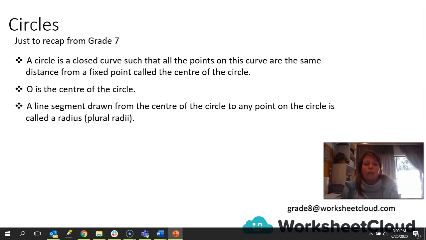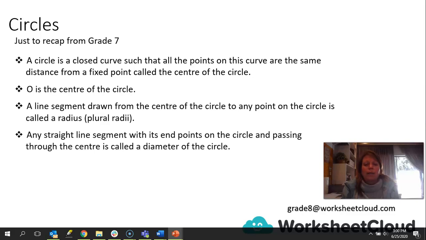So from the center of the circle going out to the circumference, or to the outside of the circle, is called a radius. Any straight line segment with its endpoints on the circle and passing through the center of the circle is called a diameter of the circle. And remember, 2 radii gives you a diameter, because the radius goes from the center to the outside of the circle, whereas the diameter goes from the one side to the other side through the center of the circle.